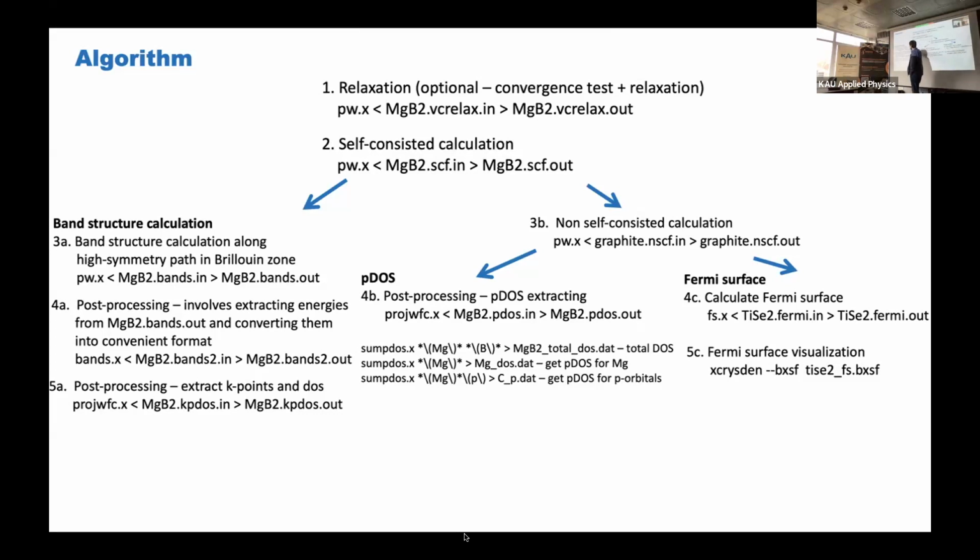You see that we have two tracks. We have a track for band structure calculation, and we also have a track for non-self-consistent calculations, which leads to partial DOS. And partial DOS we create on the basis of non-self-consistent calculations. The band structure calculation is also a non-self-consistent calculation, but what's the difference? In this case, we calculate the whole Brillouin zone, but in this case, we calculate some particular high-symmetry path.